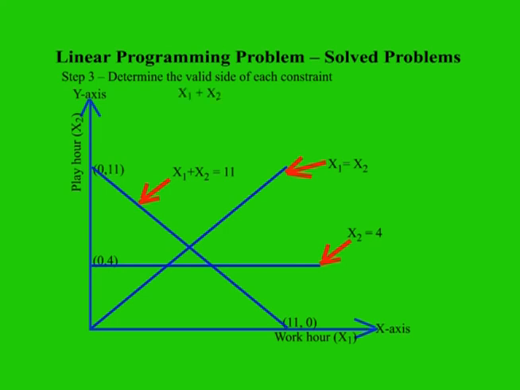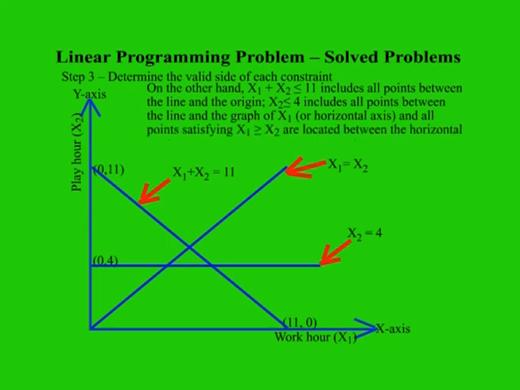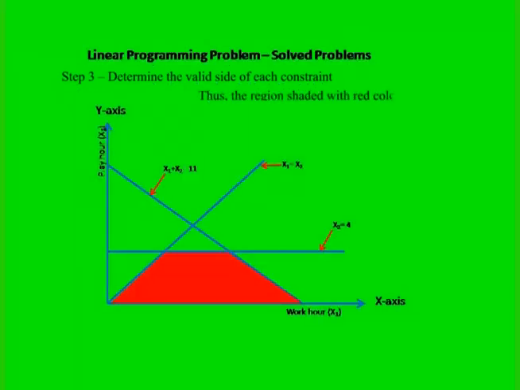Step 3, determine the valid side of each constraint. All values computed to x1 plus x2 is equal to 11, x2 is equal to 4, and x1 is equal to x2 are located on the respective solid lines. On the other hand, x1 plus x2 less than 11 includes all points between the line and the origin. x2 less than 4 includes all points between the line and the graph of x1, that's the horizontal axis, and all points satisfying x1 greater than x2 are located between the line x1 is equal to x2 and the horizontal axis. Thus, the region shaded with red color is the valid side for all the three constraints.